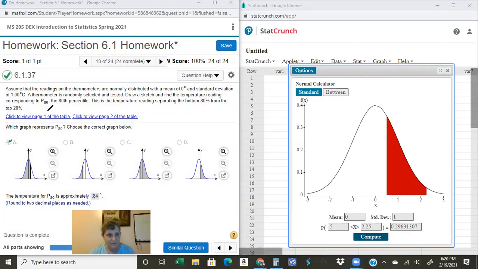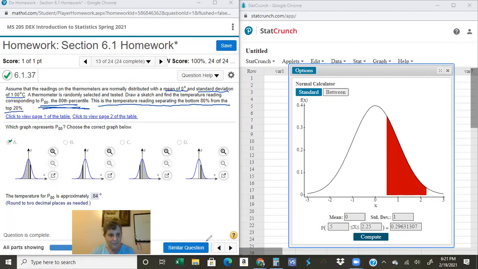This problem gives us a percentile. We've still got a mean of 0, standard deviation of 1. A thermometer is randomly selected and tested. Draw a sketch and find the temperature reading corresponding to the 80th percentile. Recall that this is the temperature reading separating the bottom 80% from the top 20%.